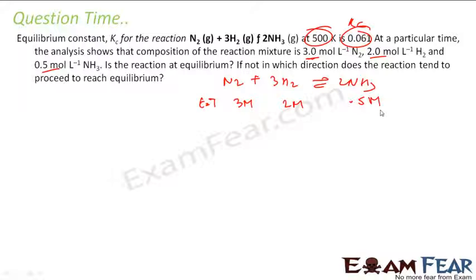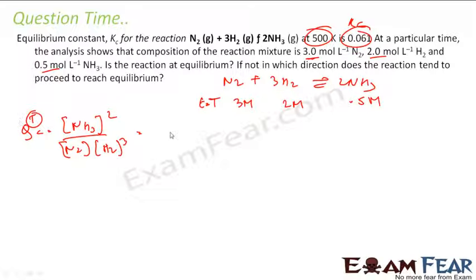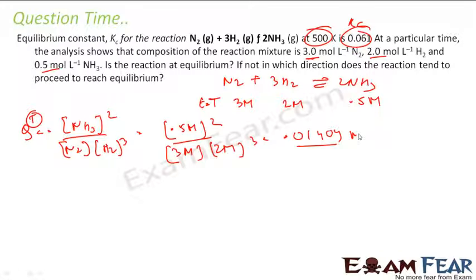The question is: is the reaction at equilibrium? At time T, I am finding QC, that is NH3 squared by N2 times H2 to the power 3. So you put all the values at time T. NH3 is 0.5 M to the power 2, N2 is 3 M, and H2 is 2 M to the power 3. You solve this, you get 0.01404 M to the power minus 2.